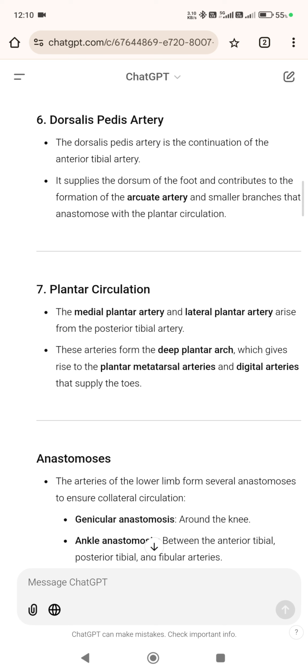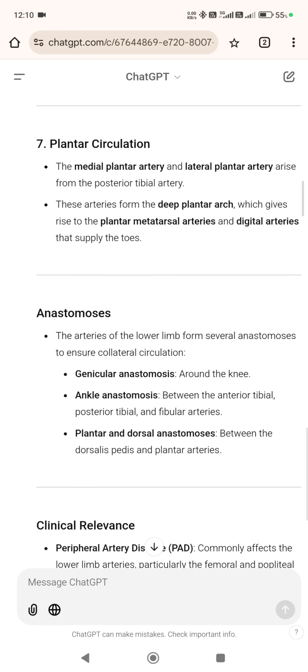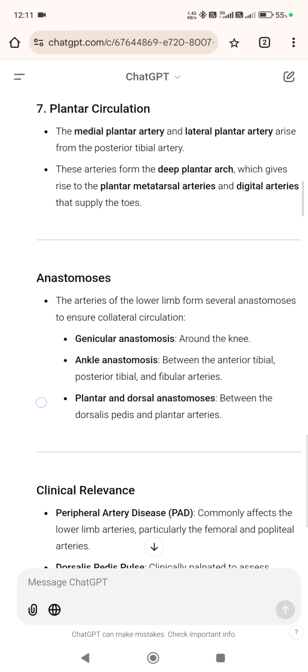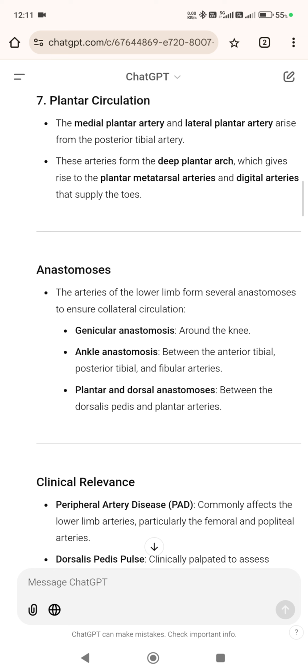7. Plantar circulation. The medial plantar artery and lateral plantar artery arise from the posterior tibial artery. These arteries form the deep plantar arch, which gives rise to the plantar metatarsal arteries and digital arteries that supply the toes.